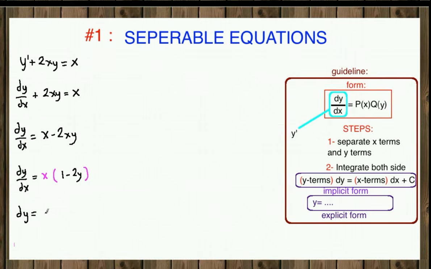dy equals x times (1 minus 2y) dx. Now we're going to divide both sides by 1 minus 2y. So it's going to be 1 over (1 minus 2y) dy equals x dx. Now we completely separated the variables. X terms are on one hand side with dx and y terms are on the other side with dy. Now we can start integrating both sides.